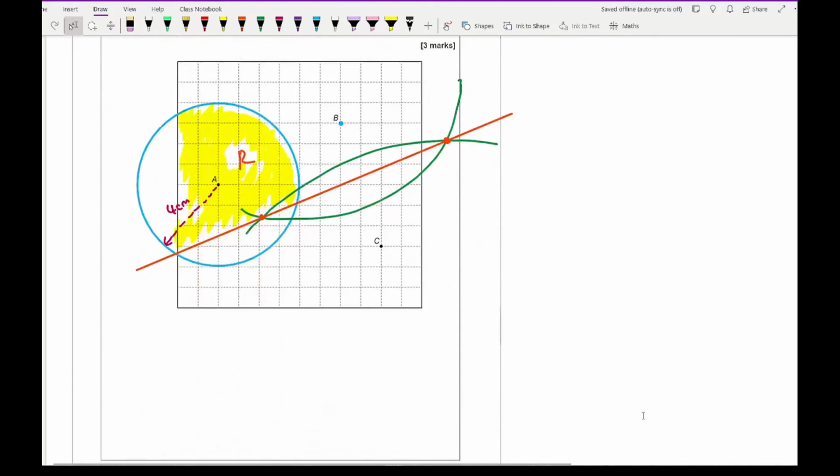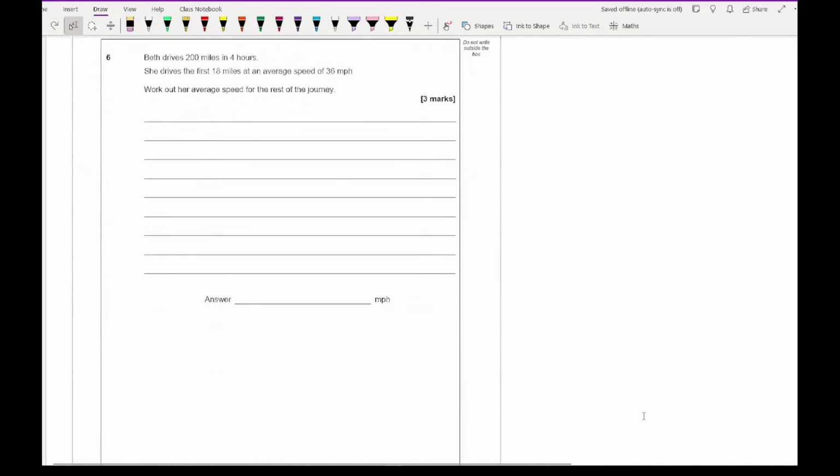Moving on to question 6, it says Beth drives 200 miles in 4 hours. She drives the first 18 miles at an average speed of 36 miles per hour. Work out the average speed of the rest of the journey. So the first thing we need to do is realise how long was that first stage.